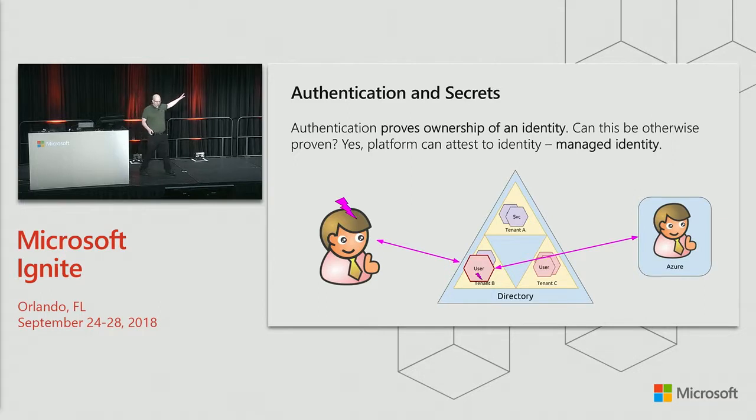Looking at that diagram again, maybe you understand a little better now. On the left side, just the cartoonish fellow. You see he's got a little Harry Potter lightning bolt on his head. That's his secret that he knows, and he's got to communicate that with the directory. But on the other side, since it's within Azure, Azure can attest basically to that identity. And there's a lot of things you can do with that.